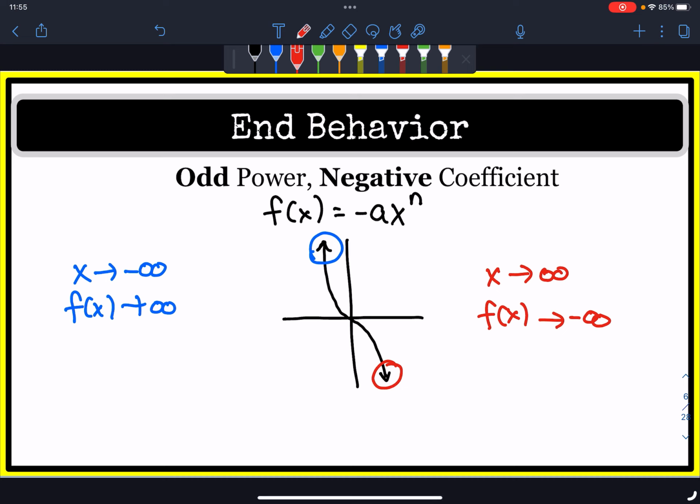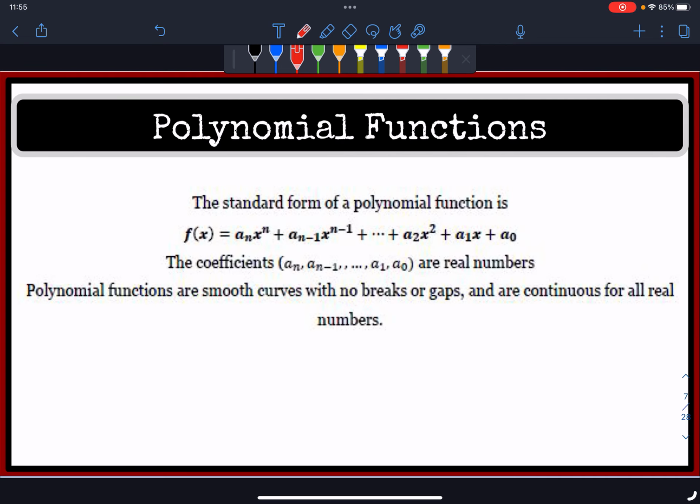So we're going to use these characteristics of how these power functions behave and apply them to polynomials. Now, a polynomial function is written in this format here, where f of x is equal to a sub n times x to the power of n. Notice this looks essentially like a power function, plus a sub n minus 1 times x to the power of n minus 1, plus what looks like another power function and a bunch of other power functions added together. So it's a bunch of monomials simply added together.